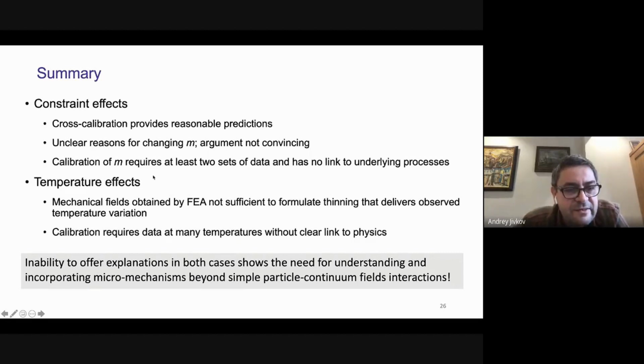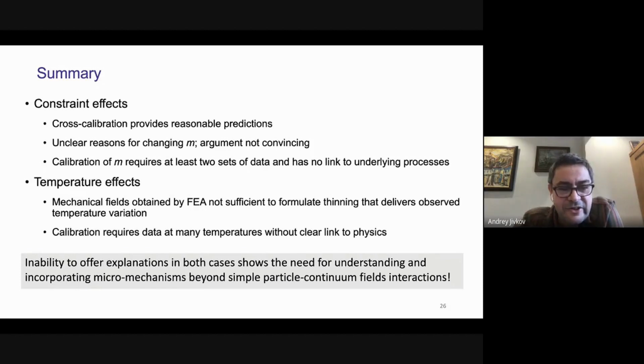And for the temperature effects, which are also important for structure integrity assessment, what I can say at the moment is that the mechanical fields that we obtain by finite element analysis seem to be insufficient to formulate a thinning function that delivers the observed temperature variation for all cases. You can do a particular thinning function, but that's going to be for a particular material and for a particular constraint condition. So from one side, you can probably fix the constraint effect at a particular temperature. From another side, you probably can fix the temperature effects with a particular constraint, but we don't have a method that can do both at the same time.